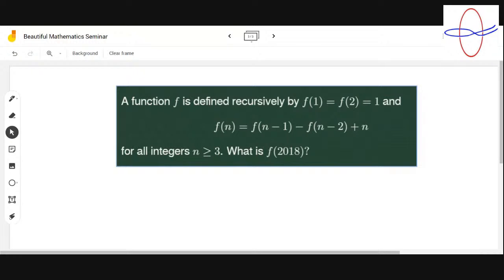A function is defined recursively like f of 1 equal to f of 2 equal to 1. And there's a recurrence relation given that Fn equal to Fn minus 1 minus Fn minus 2. So how do you do it? That's the question. How do you solve this problem then?